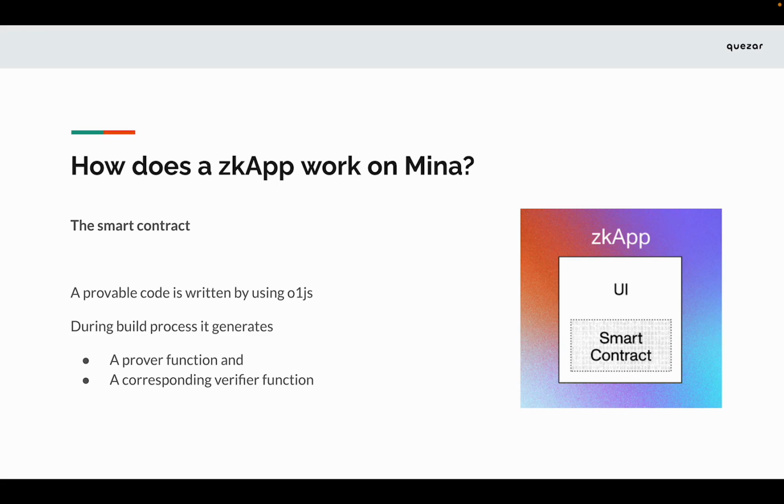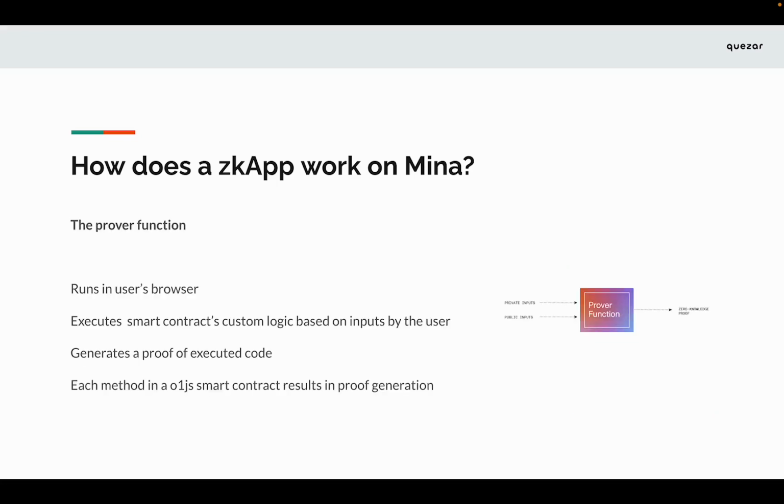When we run the build process on it, it generates a prover function and a corresponding verifier function. The prover function runs in the user's browser and executes the smart contract's custom logic based on the inputs given by the user, and it generates a proof of the code execution. Each method in an O1.js smart contract would result in a proof generation.